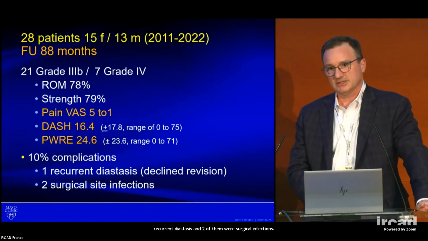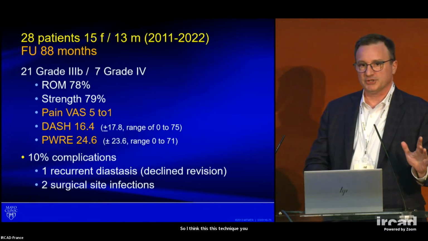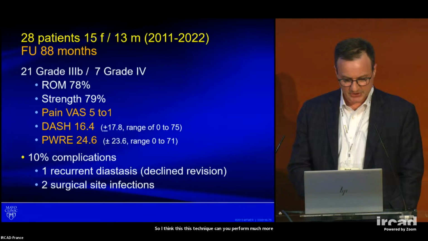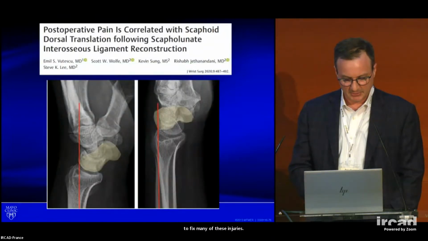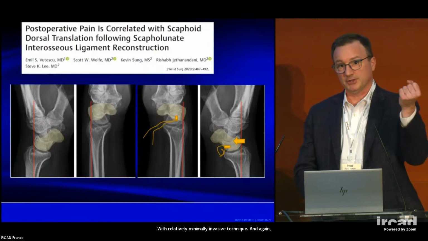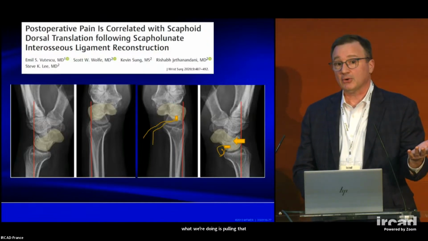So I think this technique can be performed much more easily arthroscopically. I think we have the potential to fix many of these injuries with relatively minimally invasive technique. And again, what we're doing is pulling that scaphoid palmarly. And you're going to say, how do you know that?